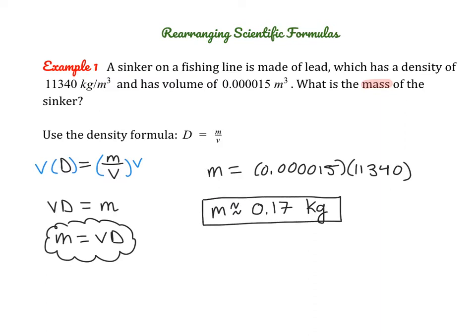The reason why the mass is in kilograms is because our volume right here, you can see, is in meters cubed, and then our density right here is in kilograms divided by meters cubed, kilograms per meters cubed. So when you multiply the two, these cancel out, and what you have left is kilograms.